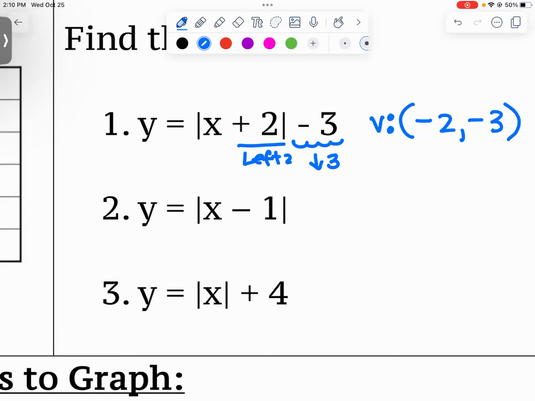So this x minus 1 means we're going which way? Right. This means we're going right 1. There's nothing over here, so it's 0. Our vertex is at (1, 0), because this is like a +0 right here.